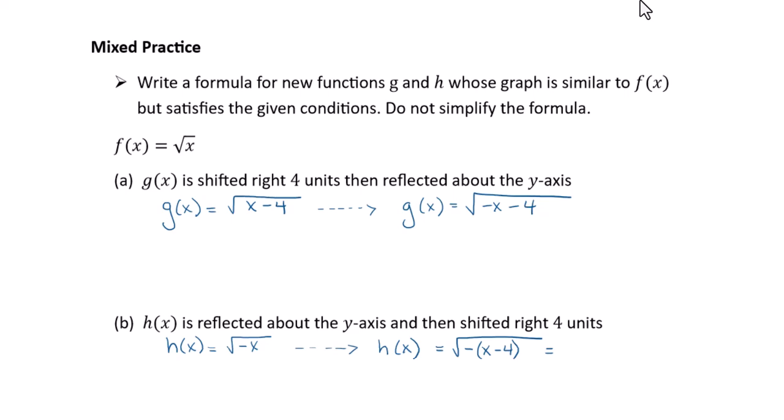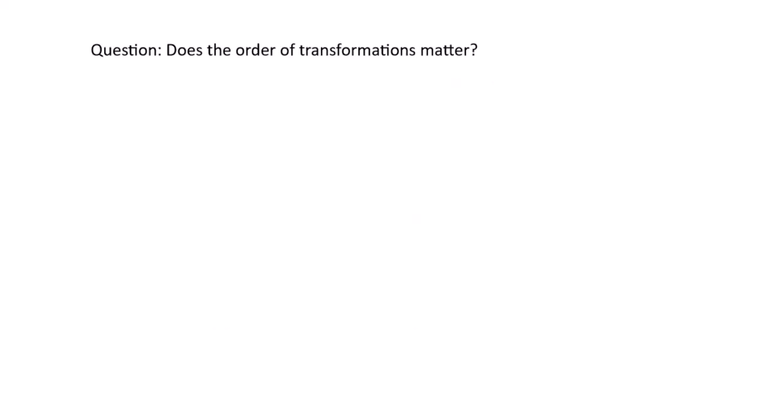Now if we did simplify this a bit, just to see, we have a negative x plus 4 inside the square root there. And you see here that we do end up with a little bit different function, and if you would graph these, they do end up in different positions. So the question: does the order of the transformations matter? Sometimes it does, sometimes it doesn't. It's always best, though, to assume that it's going to matter and follow the order of operations.